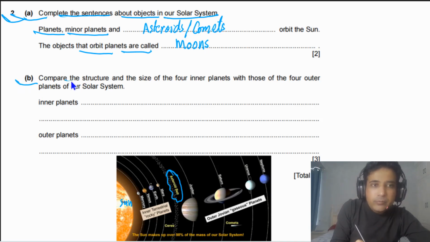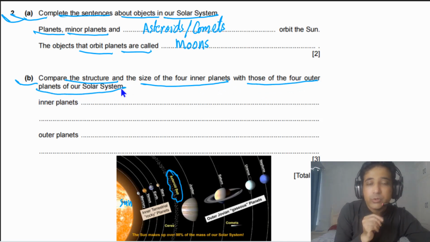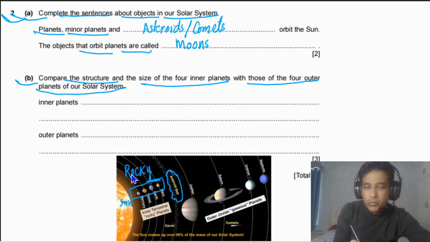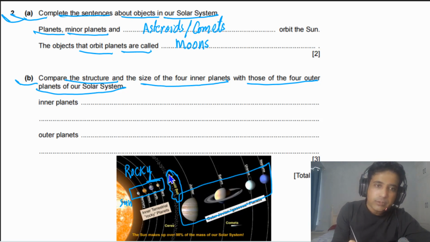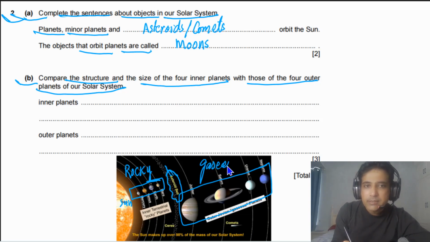For part B, we need to compare the structure and size of the 4 inner planets with those of the 4 outer planets of our solar system. So these are the 4 inner planets. And these 4 inner planets, they are rocky. So we have to compare their structure. They are rocky. And these 4 outer planets, you can see this is the asteroid belt. So these planets are outer, and these are inner planets, as compared with this belt. And these planets are gaseous. They're just gas. They are not solid or rocky, we can say.